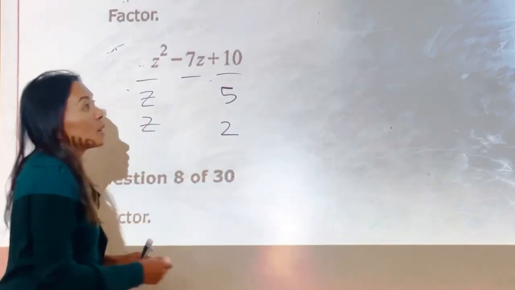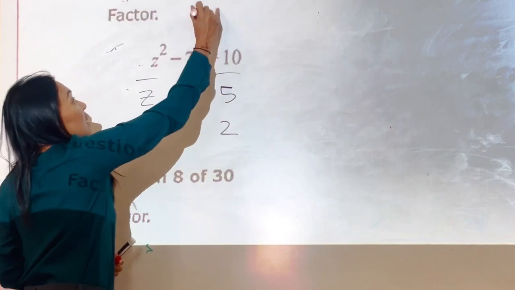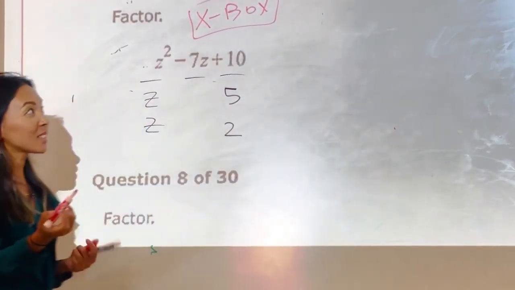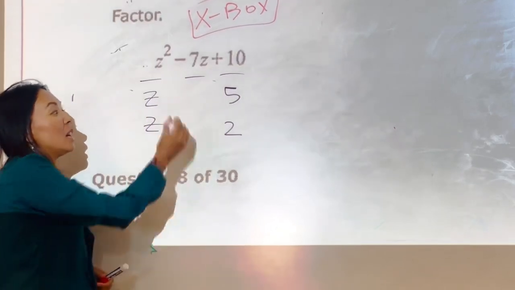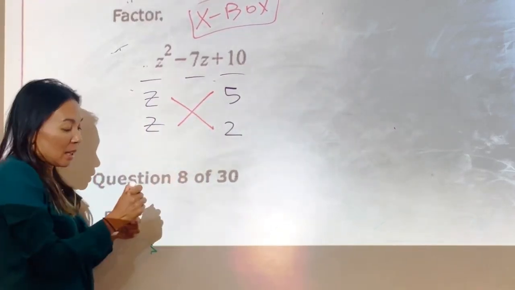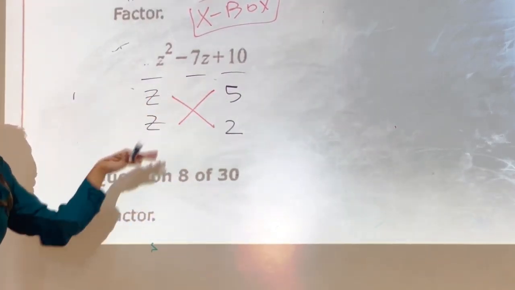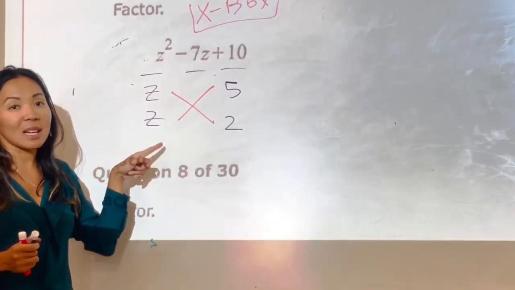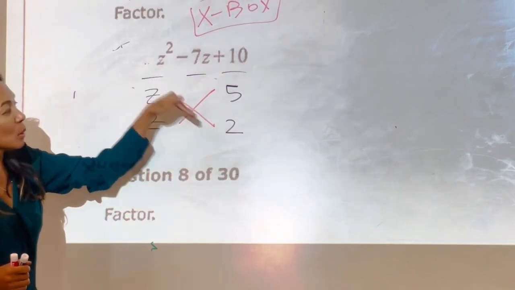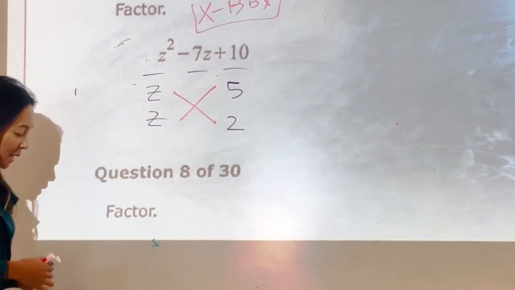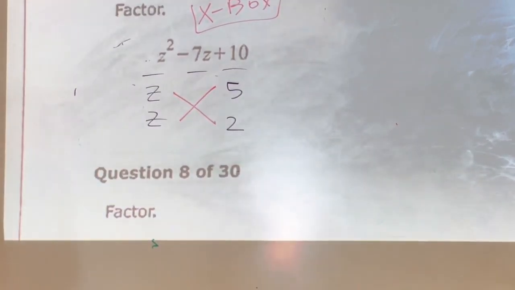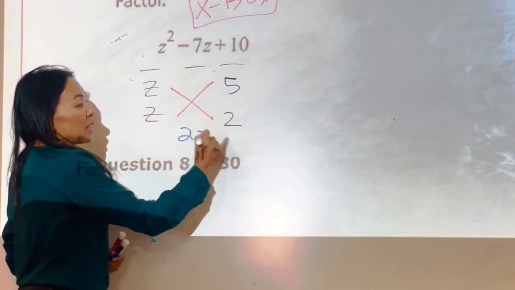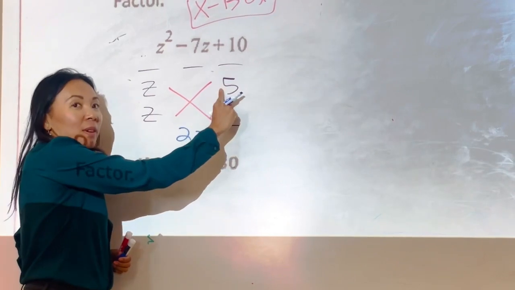So here, the term Xbox, right? It's a game, because Xbox is a game, and what we're doing is a game now. I'm going to draw an X, and what that X is, I'm going to cross multiply where I have the X. So I have z multiplied by 2. What is z multiplied by 2? 2z, right? And then z multiplied by 5, which will give me 5z.